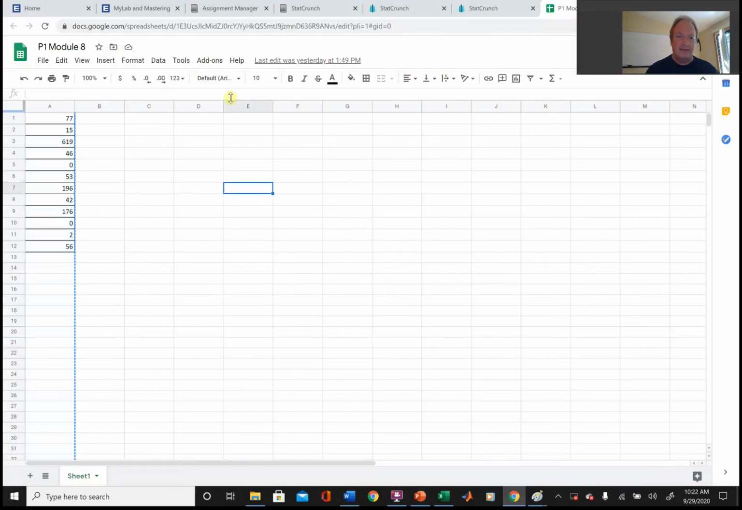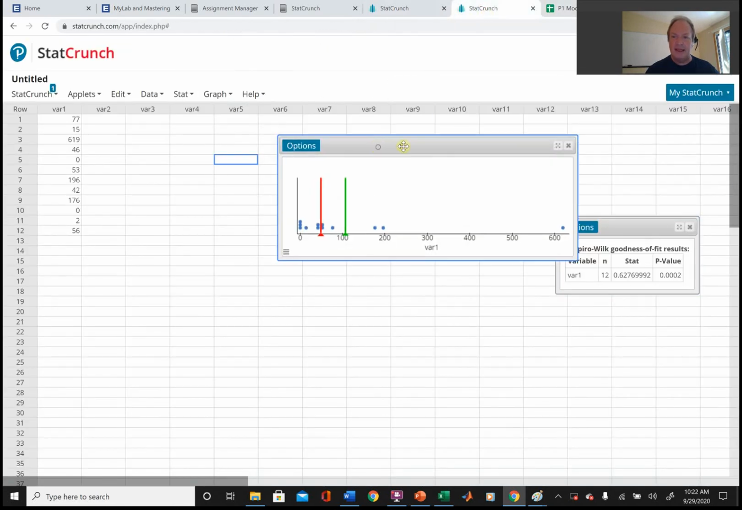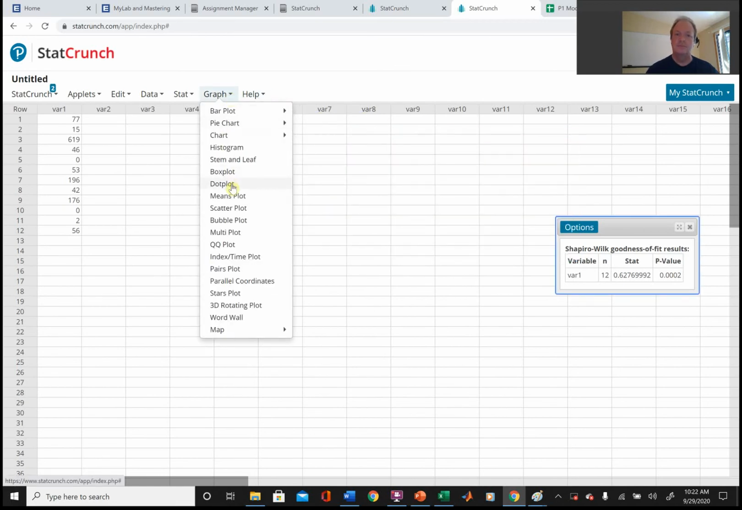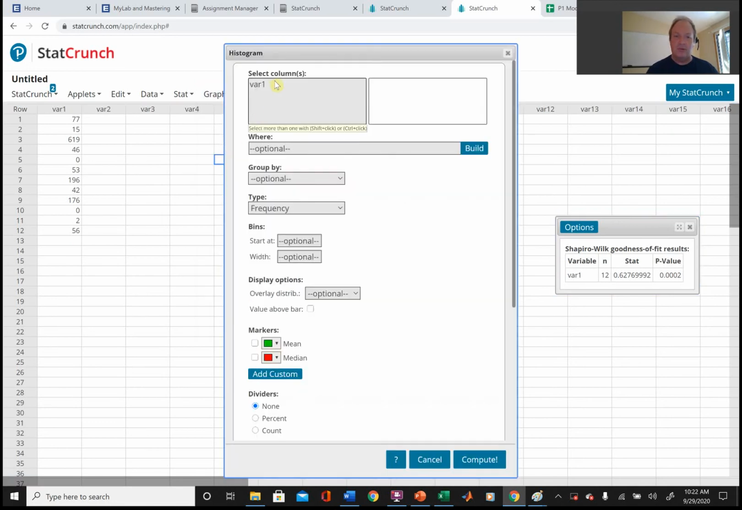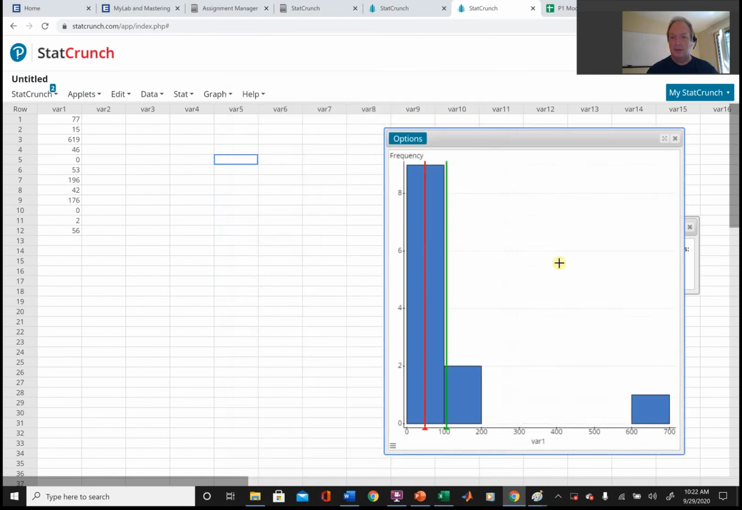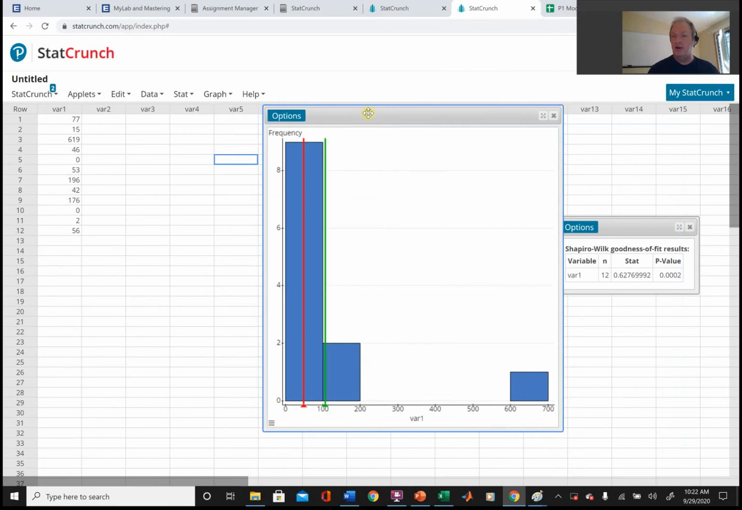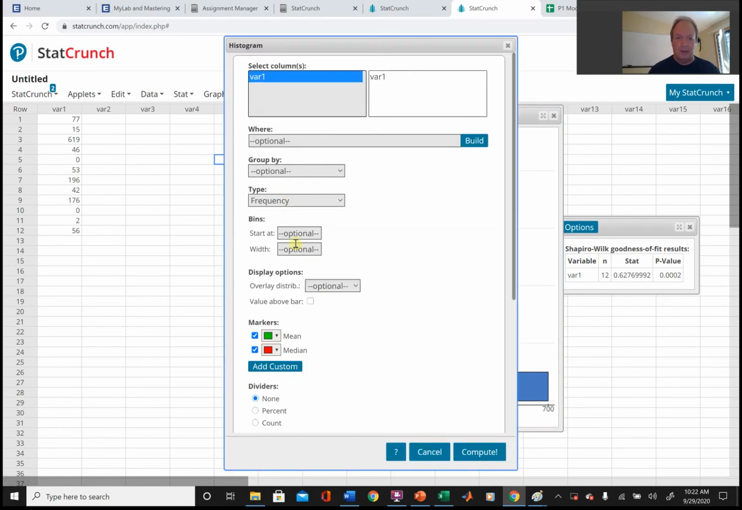So here's my data set in StatCrunch, and I'm going to make a dot plot. Graph, dot plot. I have 12 data values. That's way too small to make a histogram. I'll show you really quick. If we made a histogram, this is what's going to happen. Put the mean and the standard deviation in. You can see it's very hard to tell. The values are all kind of bunched up. You can play around with the bin width a little bit.